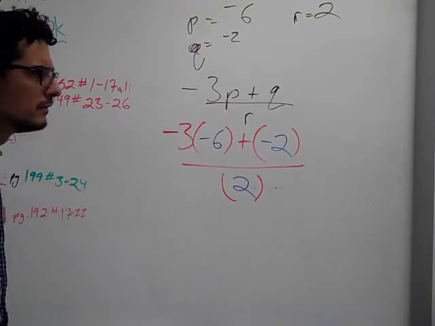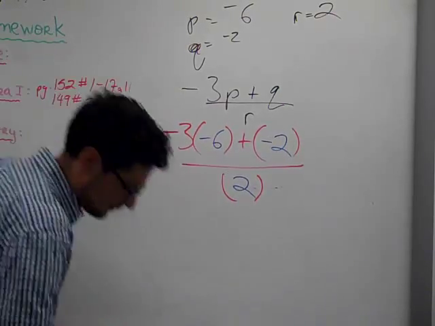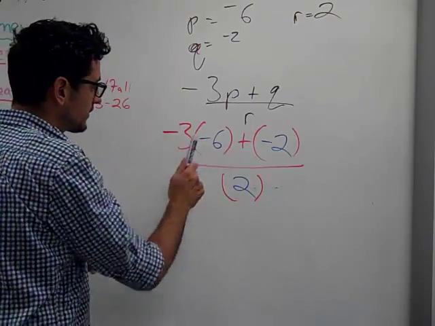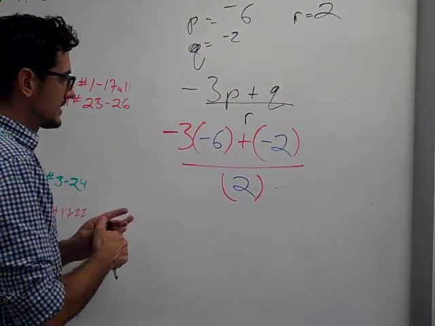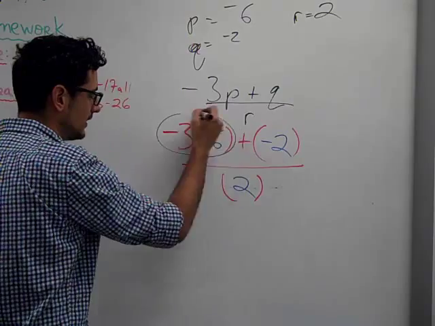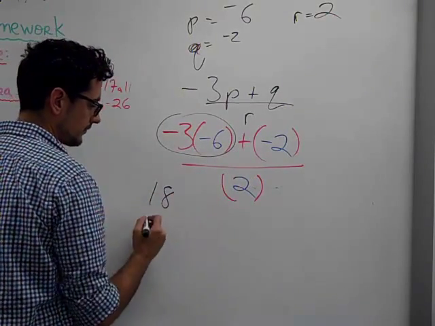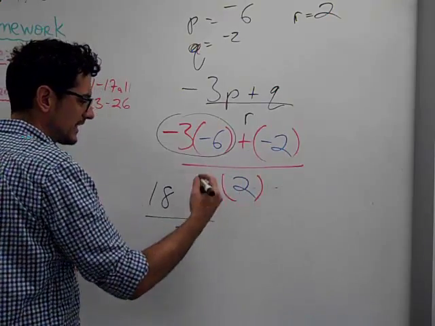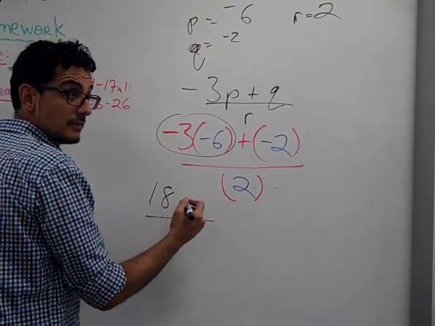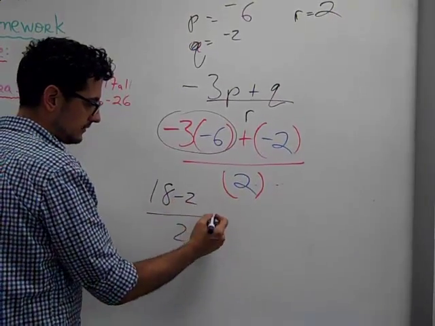3 times 6 is 18, so it'd be 18 plus negative 2 over 2. Sorry, negative times negative gives me a positive. Are you positive? All right, so 18 plus negative 2 over 2. Adding a negative 2 is basically subtracting: 18 minus 2.